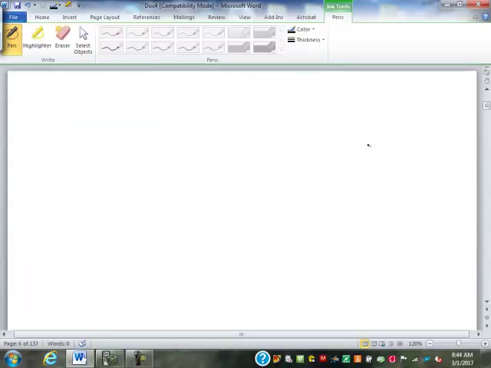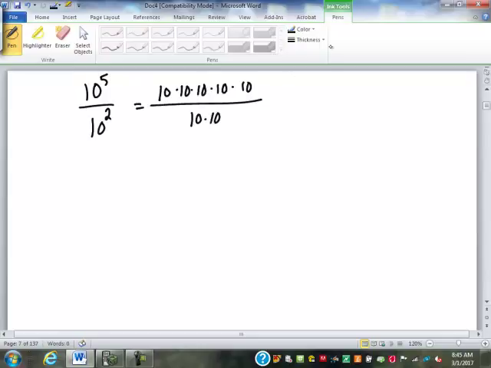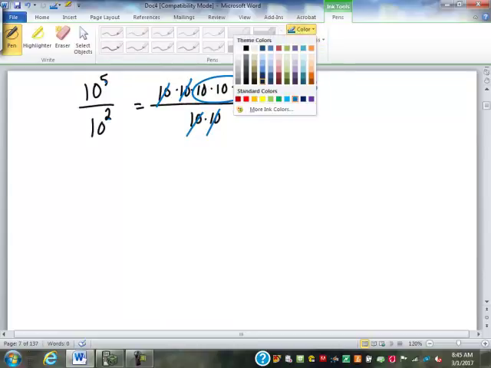How about 10 to the fifth divided by 10 squared? Very good. 10 to the fifth is 5 tens multiplied together. 10 to the second is 2 of them. And in fractions, we can cancel out common factors. We can cancel out a 10, cancel out another 10. Leaves us with 3 tens up there, or 10 to the third. The shortcut, of course, was to do what to the powers? Subtract them. 5 minus 2 is 3, so 10 to the third.